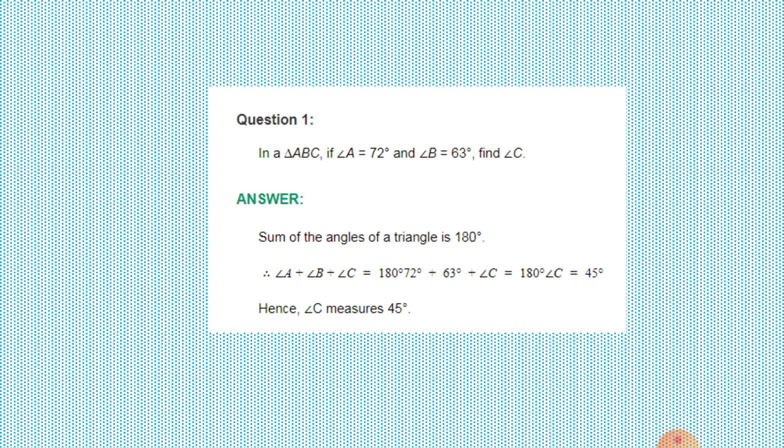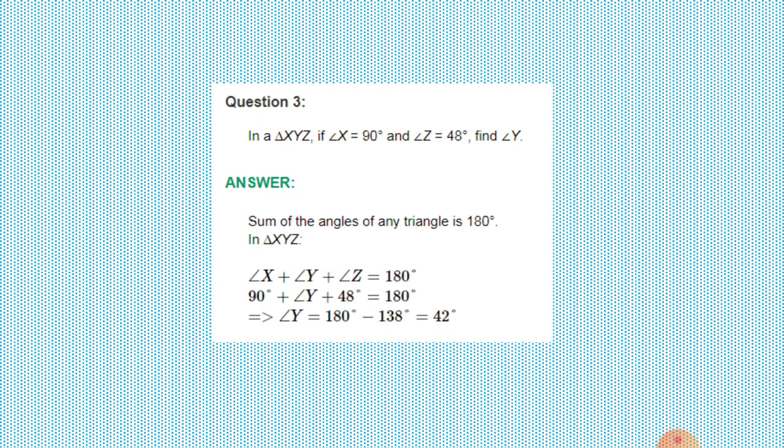Adding, 135 degrees plus angle C equal to 180 degrees. Angle C is equal to 180 degrees minus 135 degrees. Angle C is equal to 45 degrees. Angle C measures 45 degrees. Do you understand? The sum of the angles of the triangle is 180 degrees. So A plus B, 72 degrees plus 63 degrees, plus angle C equal to 180 degrees. So 135 degrees plus angle C equal to 180 degrees. So the angle C value is 45 degrees.